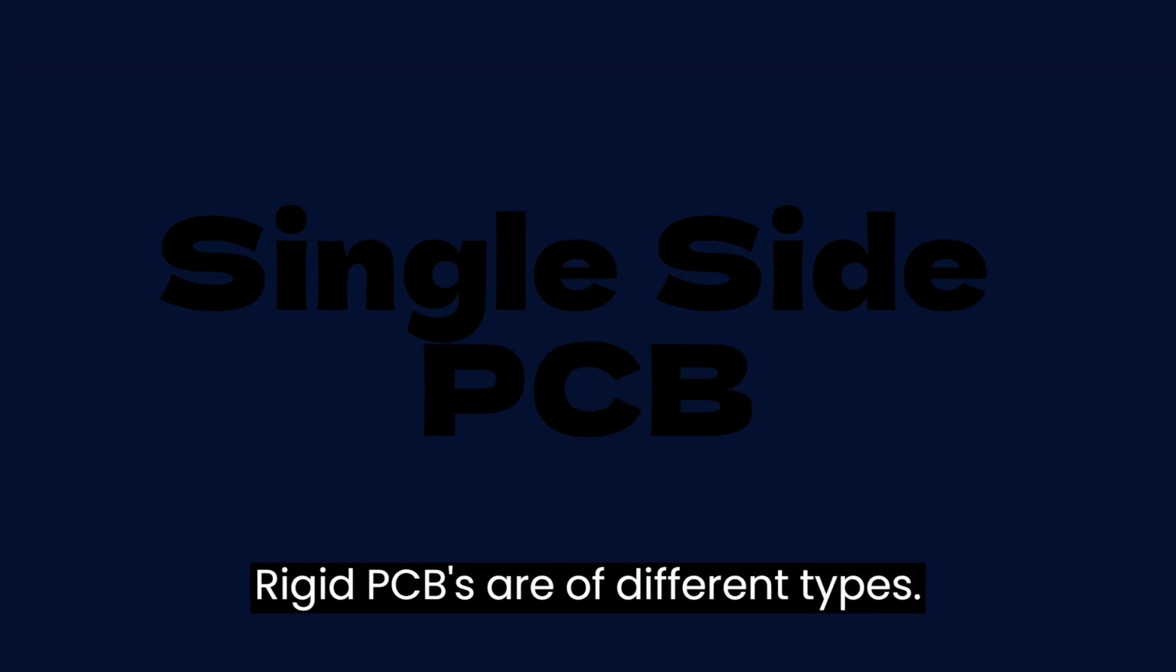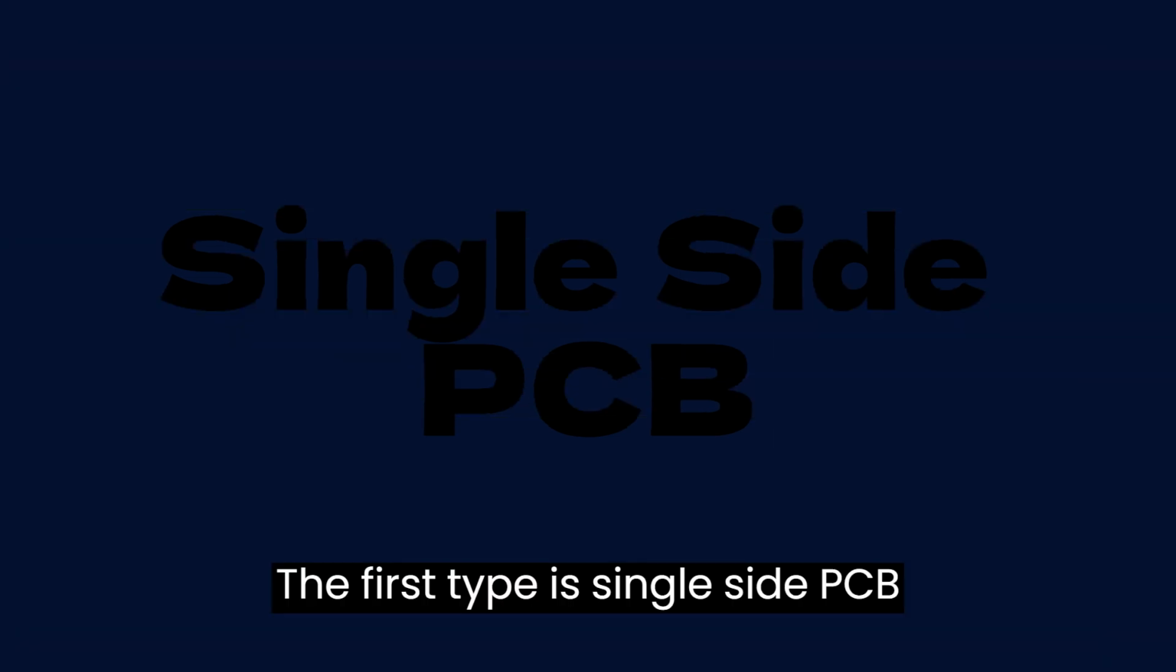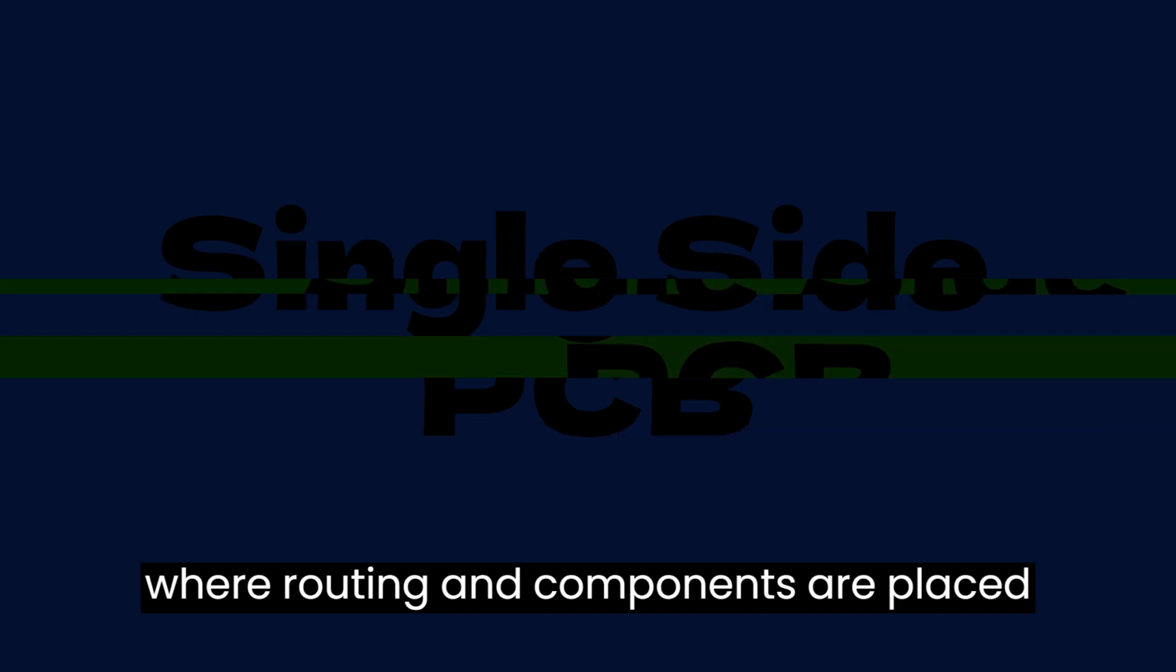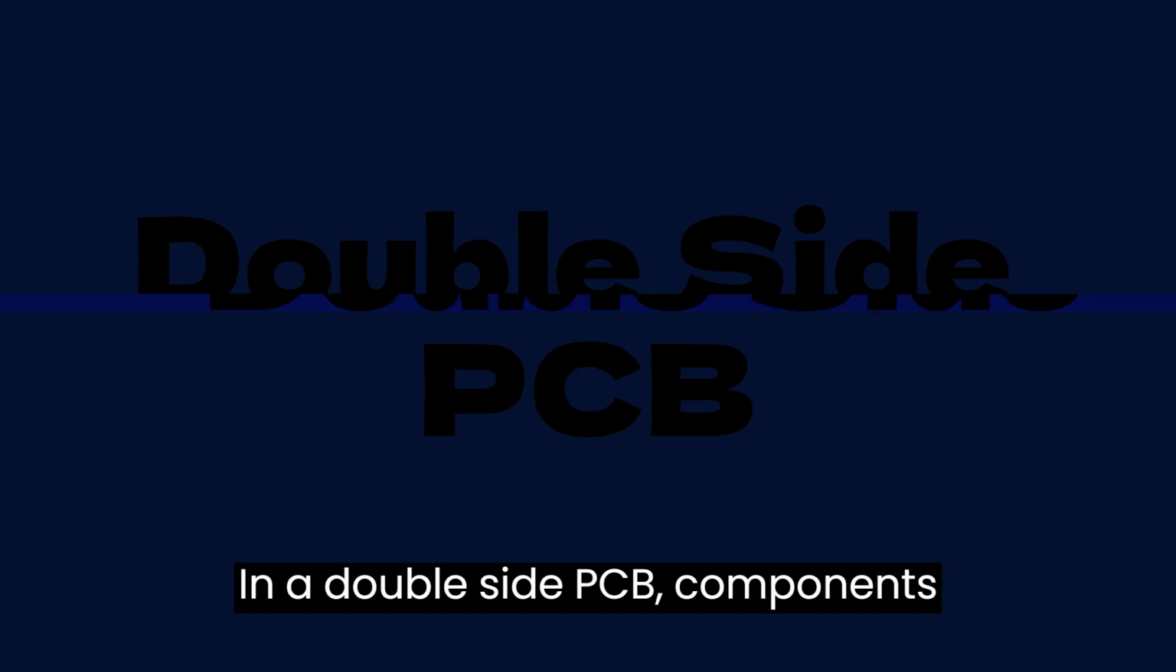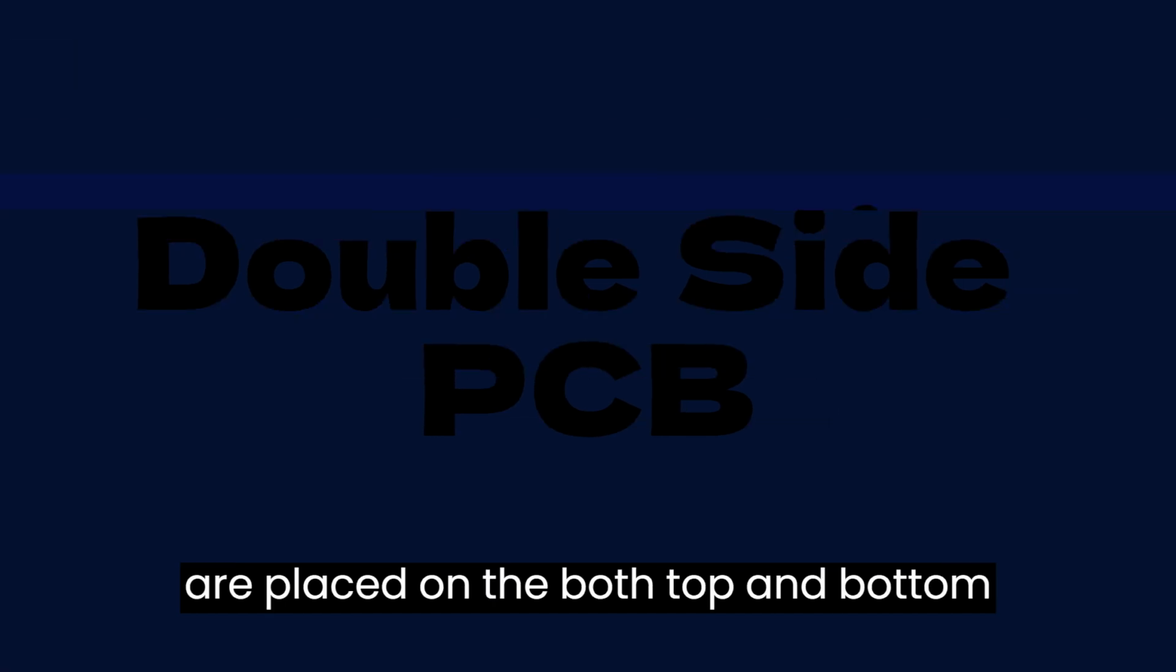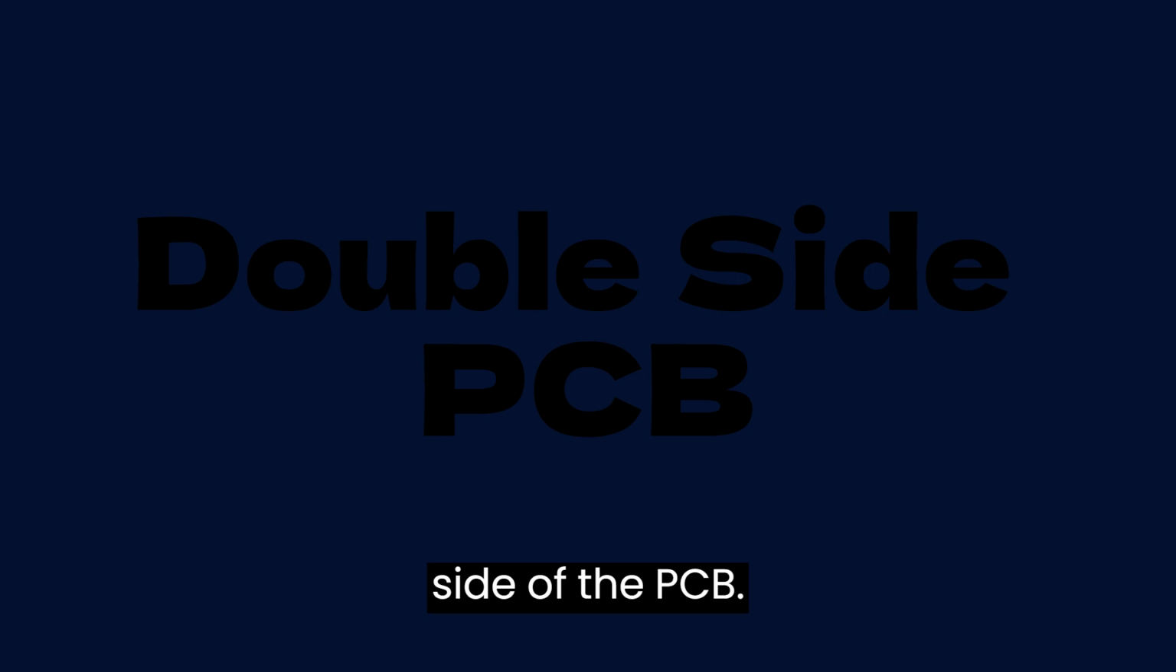Rigid PCB are of different types. The first type is single-side PCB where routing and components are placed only on single side of the PCB. In a double-side PCB, components are placed on both the top and bottom side of the PCB.